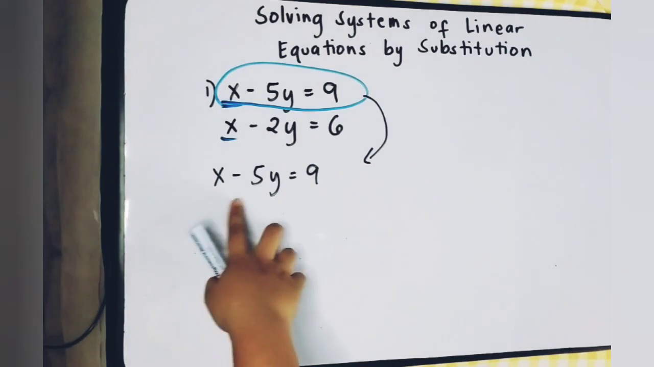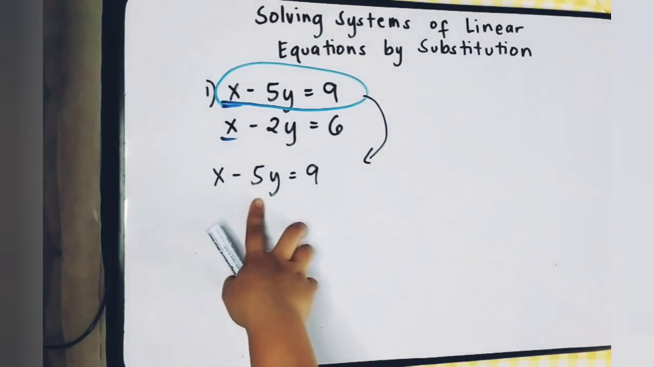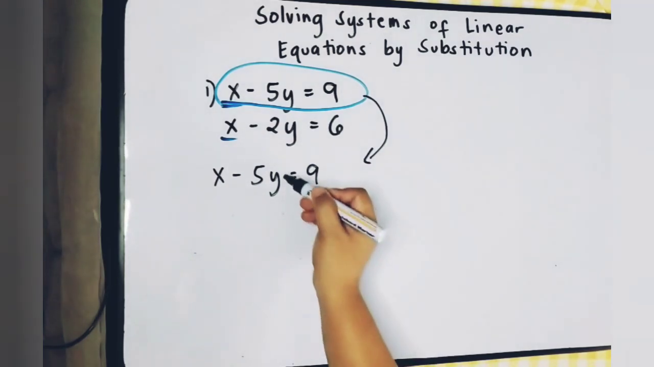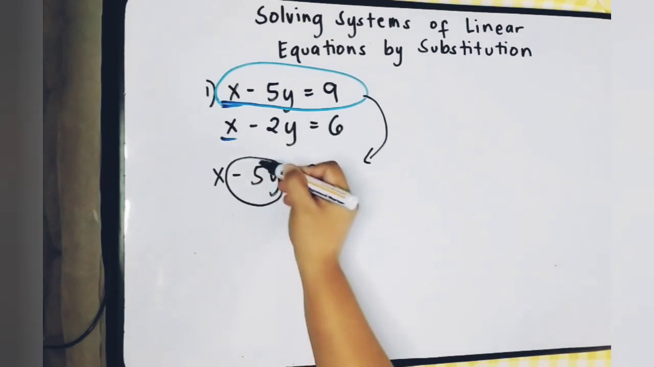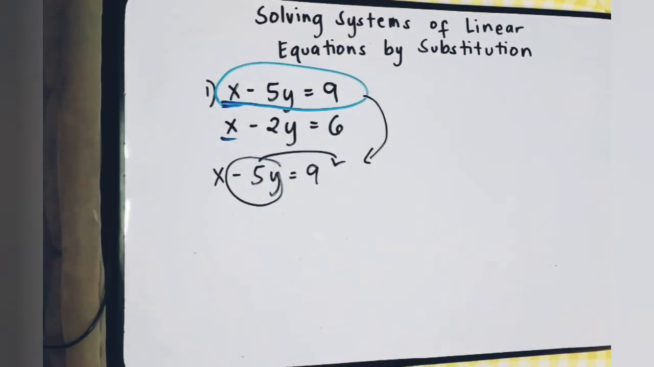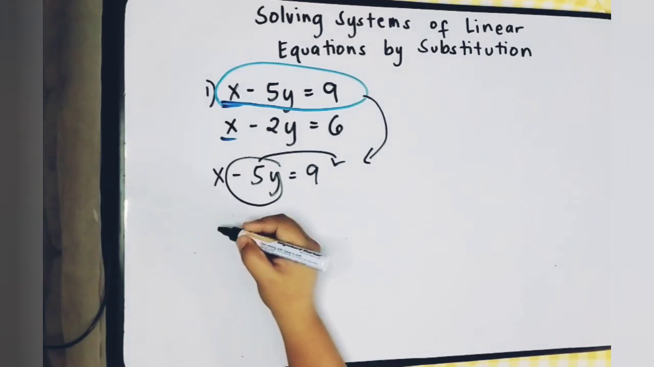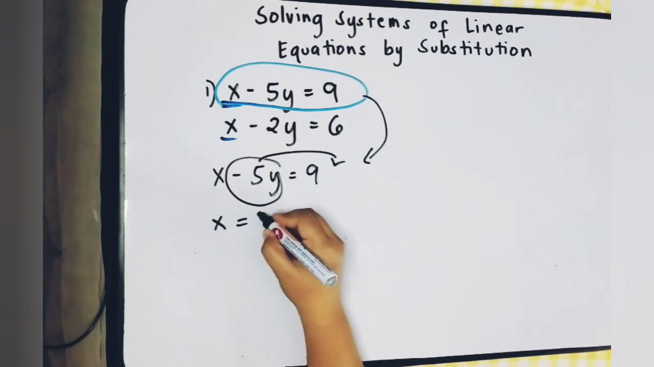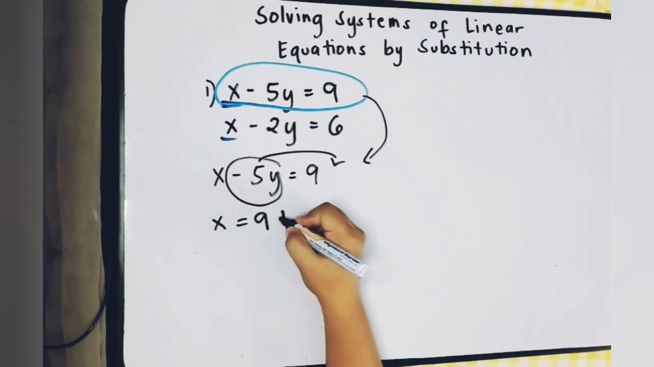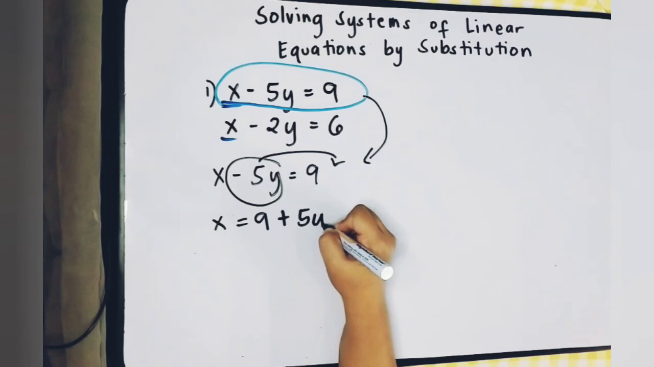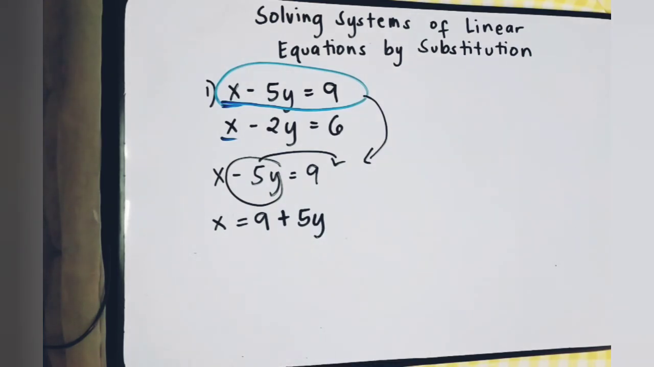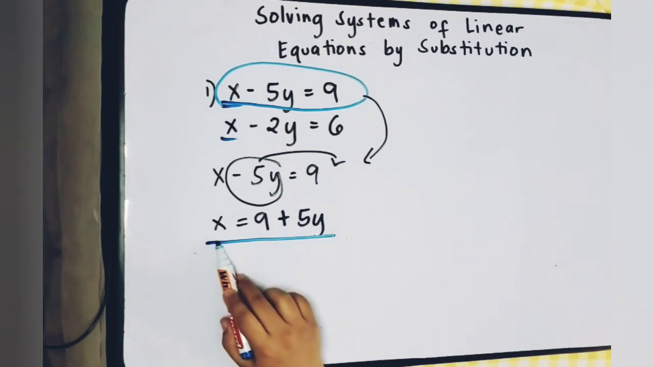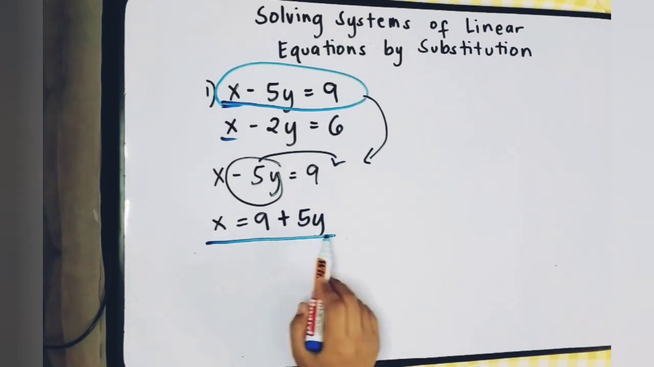Since, diba, si x, kasama pa niya dito sa side na to si negative 5y. So, we will transpose negative 5y. If we transpose now negative 5y, it will become positive 5y. So, we have x is equal to 9 plus 5y. Okay? So, now we have the value for x. Ano yung value ni x now? X is equal to 9 plus 5y.